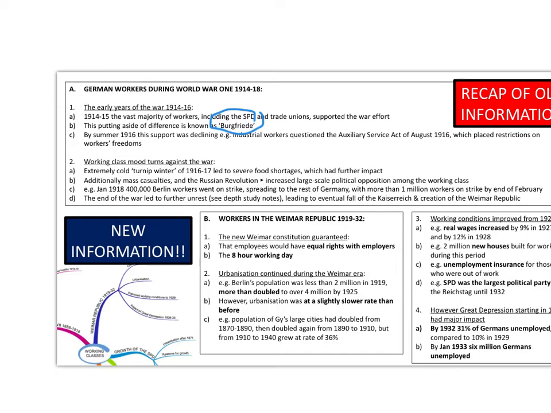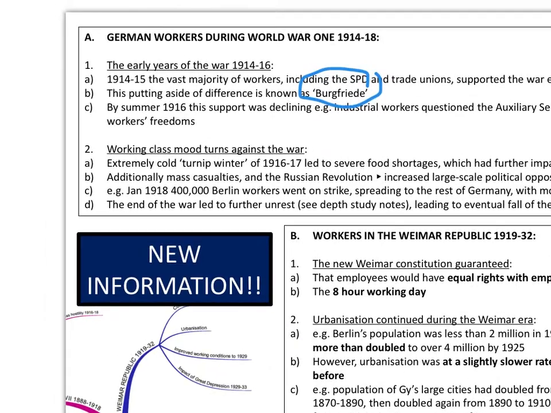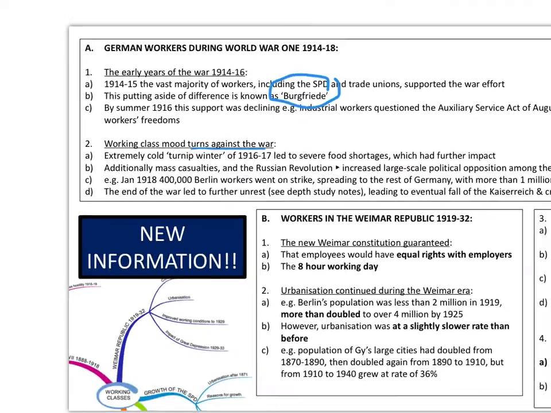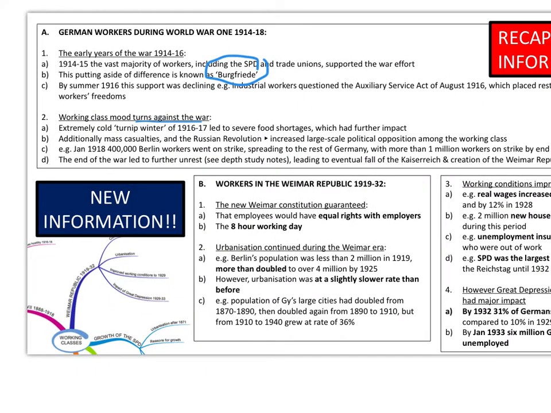But by the middle years of the war, the mood began to turn against the war for all the reasons that we've explored: the impact of the British blockade, the struggling home front, the food shortages, the turnip winter, and then of course working classes who had been conscripted into the army out on the fighting fronts.